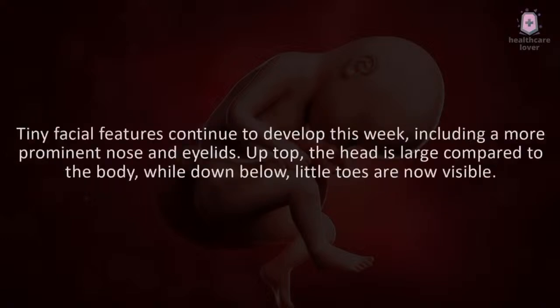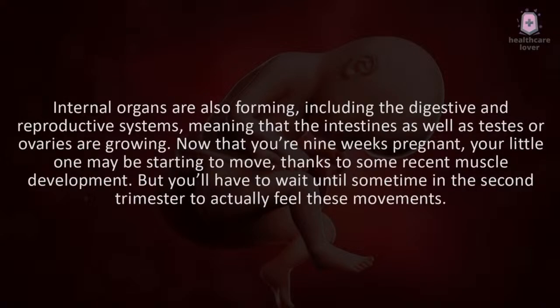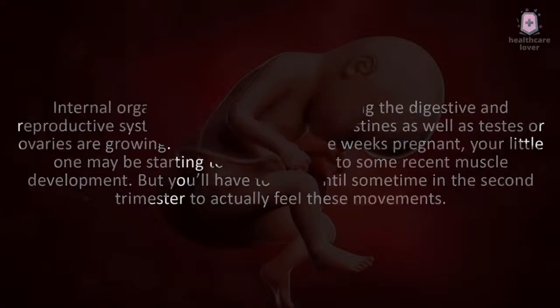Tiny facial features continue to develop this week, including a more prominent nose and eyelids. Up top, the head is large compared to the body, while down below, little toes are now visible. Internal organs are also forming, including the digestive and reproductive systems, meaning that the intestines as well as testes or ovaries are growing. Now that you're 9 weeks pregnant, your little one may be starting to move, thanks to some recent muscle development. But you'll have to wait until sometime in the second trimester to actually feel these movements.